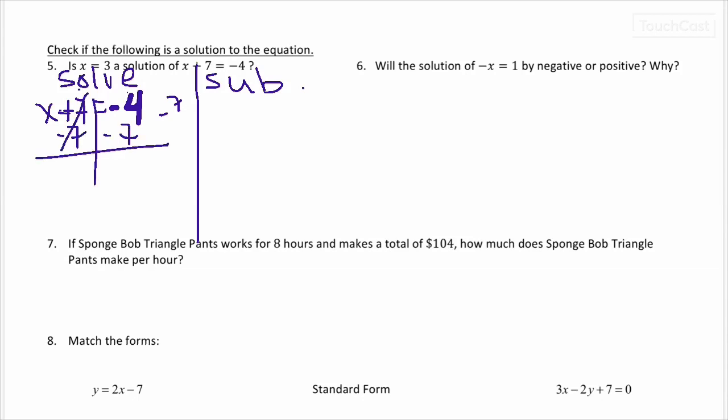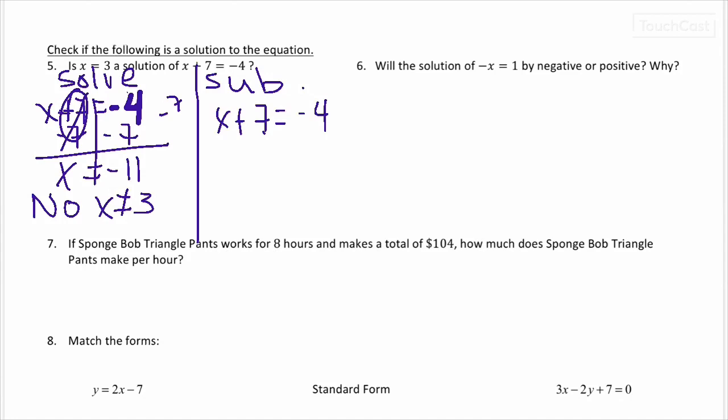And that's 0. And I have 4 negatives and 7 negatives, altogether negative 11. So that's the actual solution, and that does not equal negative 3, so no. X does not equal 3. It equals negative 11. Now, substituting means the x, when I go plus 7, comes out, and 3 goes in its place. So no more x.